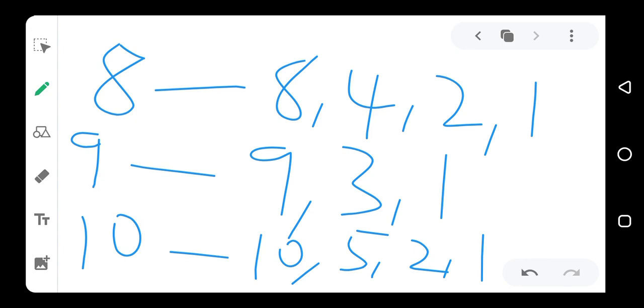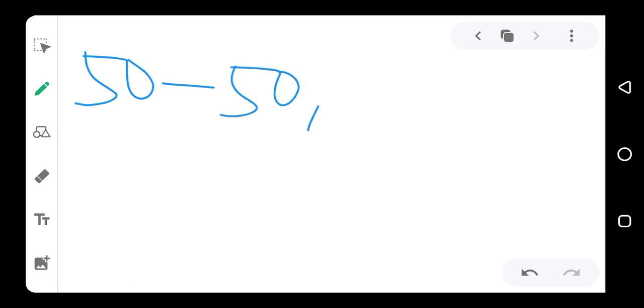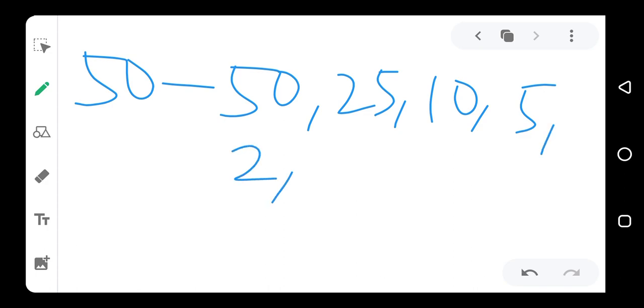Now let's look at factors of other numbers. Let's say 50. 50 can divide itself. 25 can divide 50, and we get 2. 10 can divide 50, and we get 5. 5 can divide 50, and we get 10. 2 can divide 50, and we get 25. And 1 can divide 50, and we get 50. No decimal points. So these are the factors of 50.